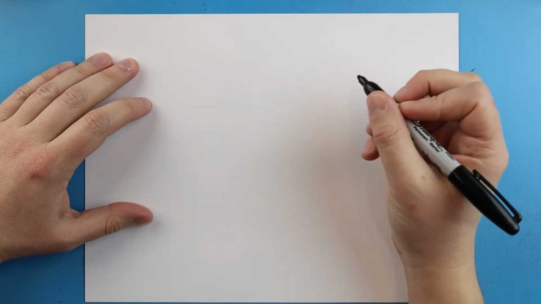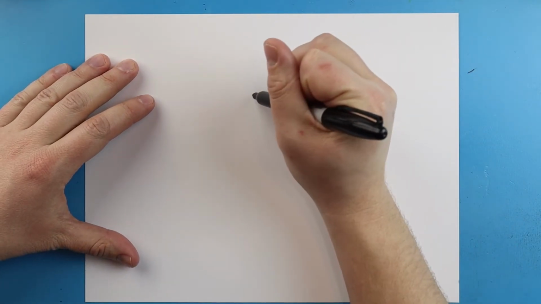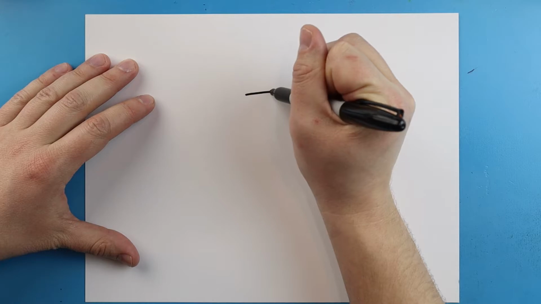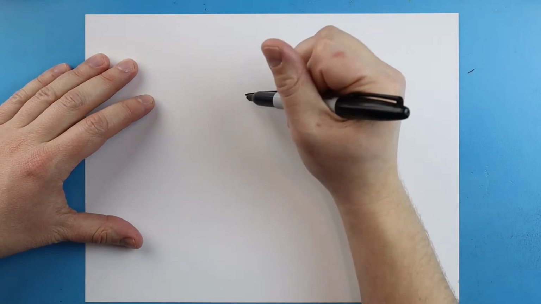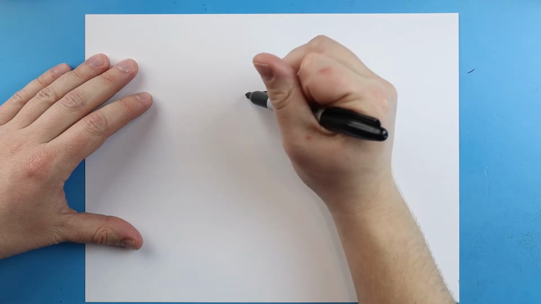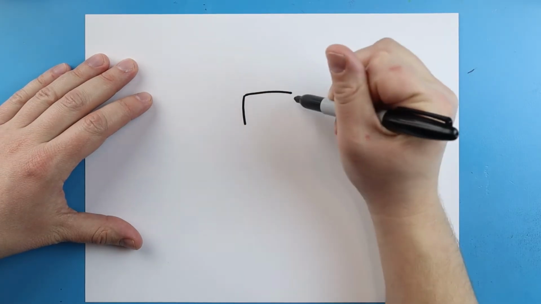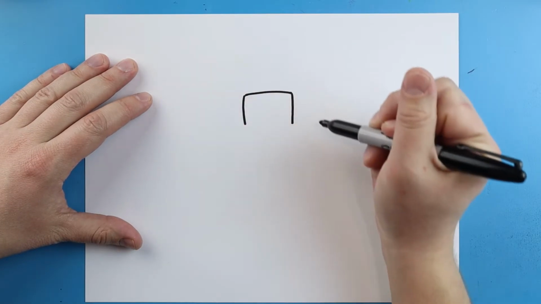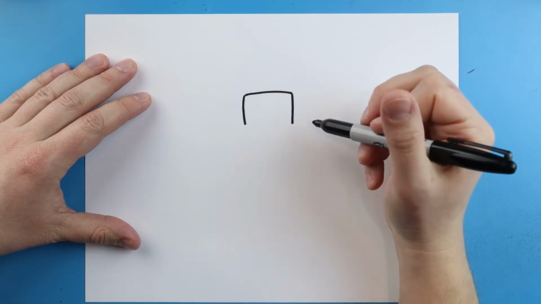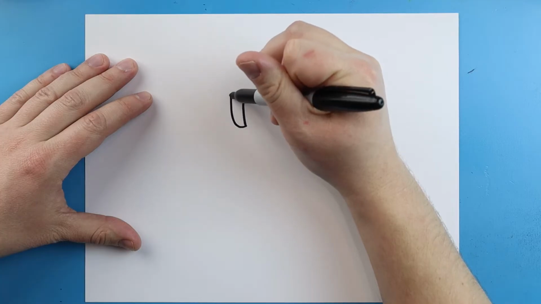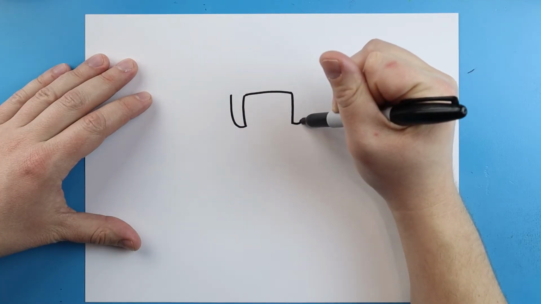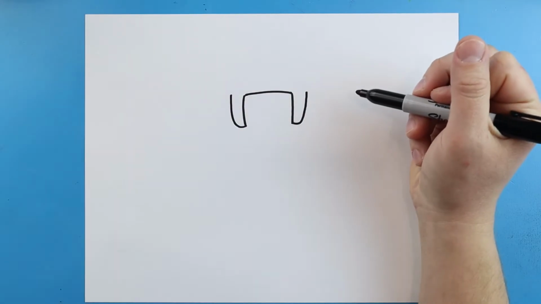Now to start off with our football player, we're going to begin with the face. So I'm going to start right here and I'm just going to draw a line that's going to come across for the top of the helmet. Next, starting here, I'm going to draw a line that comes down on each side. Then I'm going to bring this line out and up. Same thing here, we're going to go out and then we're going to bring it up.